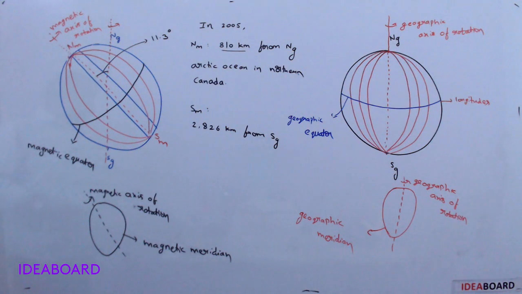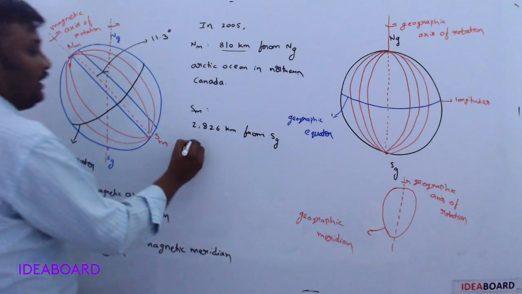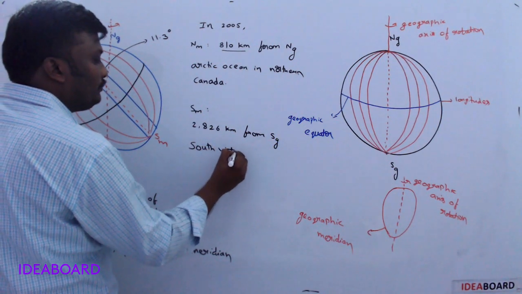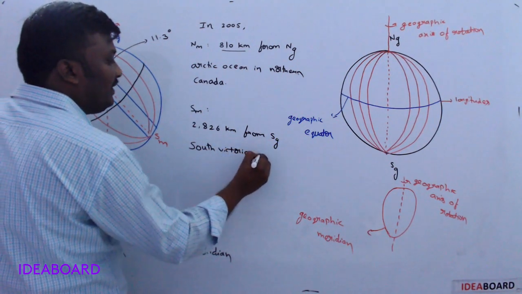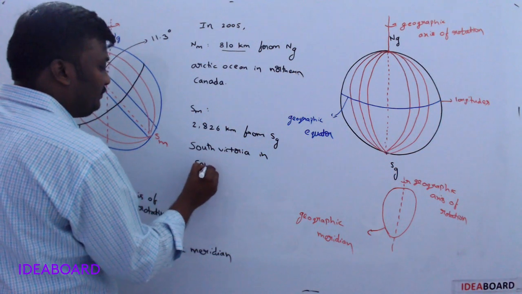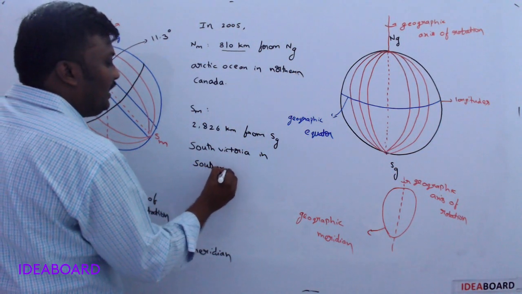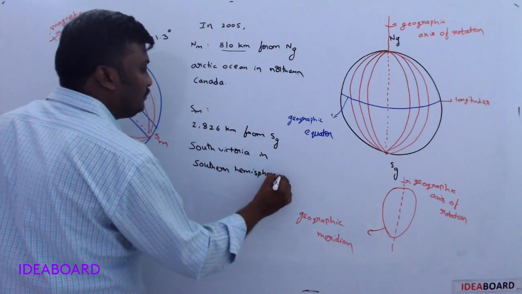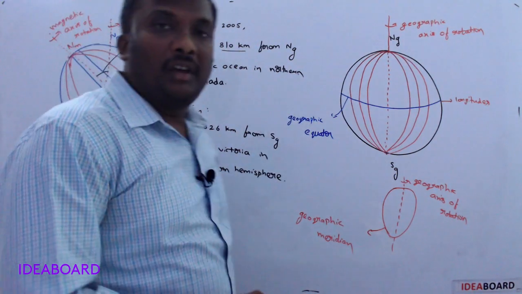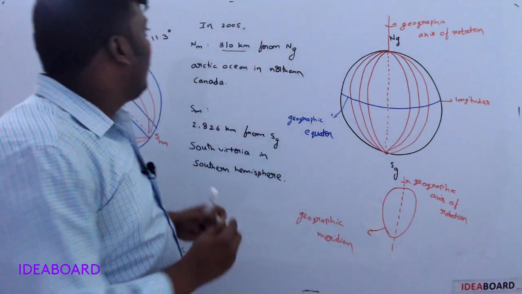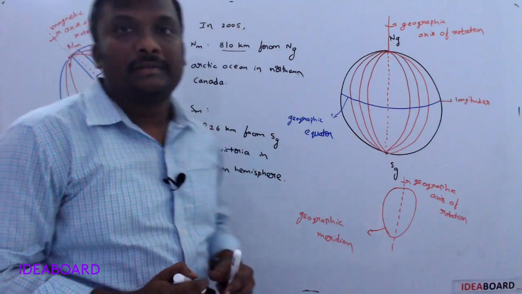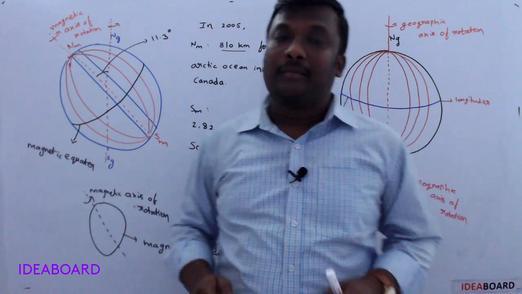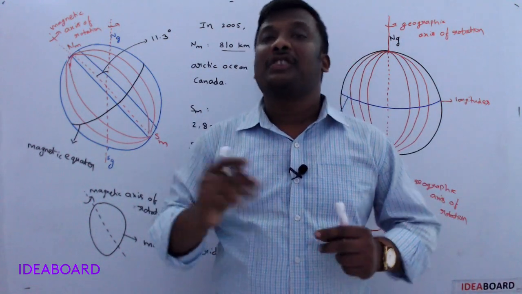Okay, and this is located in South Victoria in the southern hemisphere. Okay, sir, why did you specify particularly 2005? Because the positions of NM and SM are continuously changing.